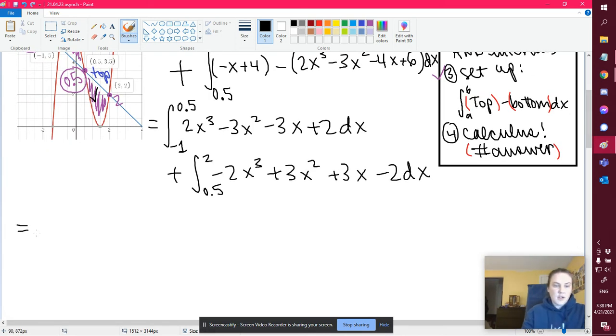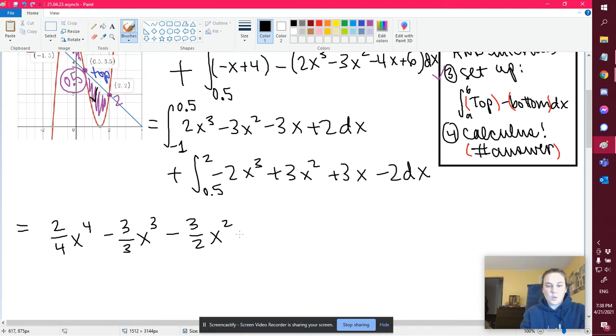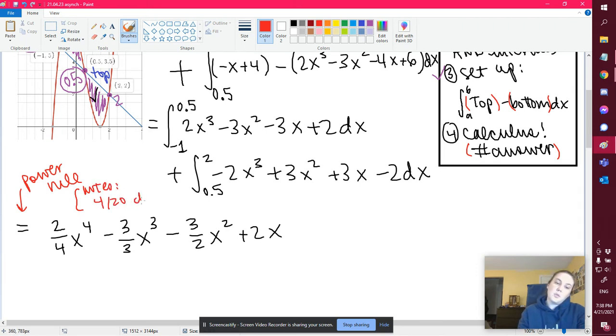Great. Now let's actually do the antiderivatives, right? The first one says 2/4 x to the fourth minus 3/3 x to the third minus 3/2 x squared plus 2x. These are all power rule stuff, right? We use the power rule here. If you need notes, the video on 420 has all these notes.